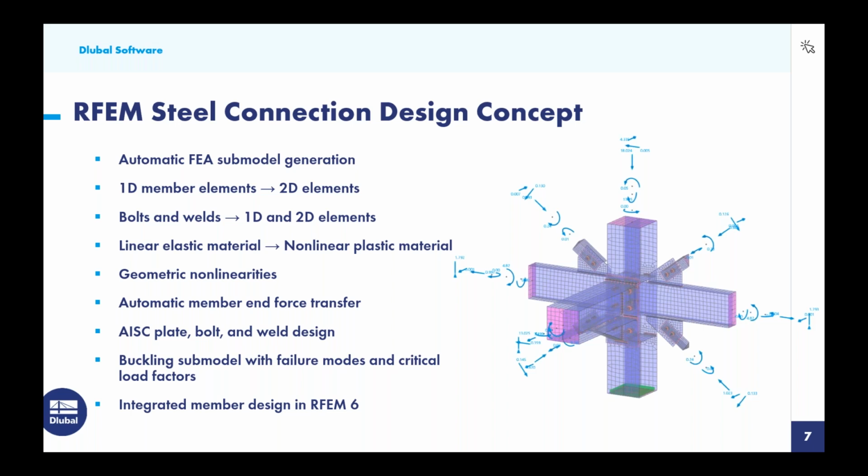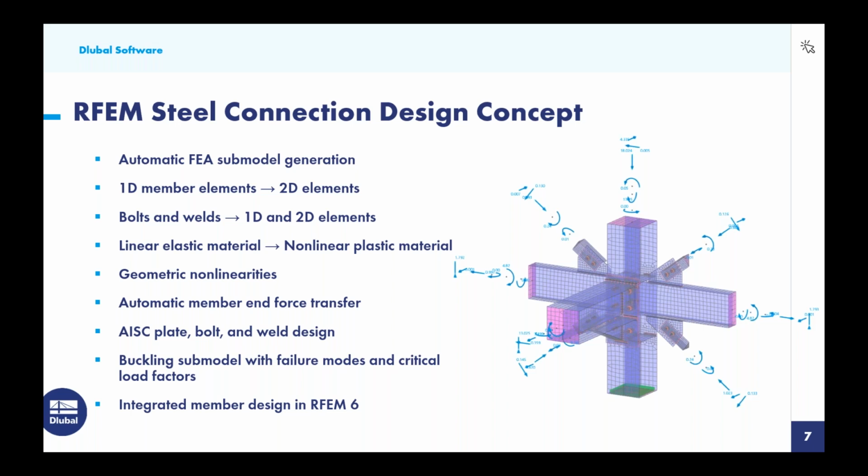We also consider the bolts and welds. These are also converted into 1D and 2D elements in this submodel. Now, in the RFEM model, we likely have defined linear elastic materials for our members. In the submodel, this is automatically converted for all those surface elements to nonlinear plastic materials instead. So no additional add-ons are needed for this. It is automatically done with the Steel Joints add-on.